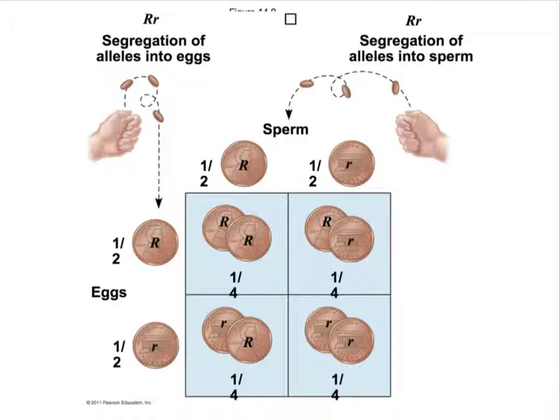Probability in an F1 monohybrid cross can be determined using the multiplication rule. Segregation in a heterozygous plant is like flipping a coin. Each gamete has a half chance of carrying the dominant allele and a half chance of carrying the recessive allele.